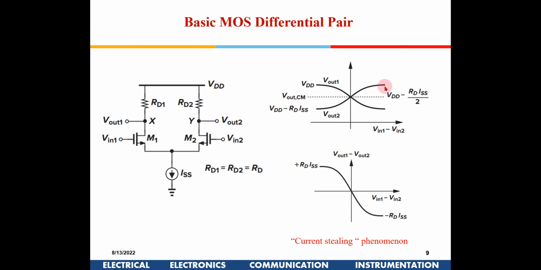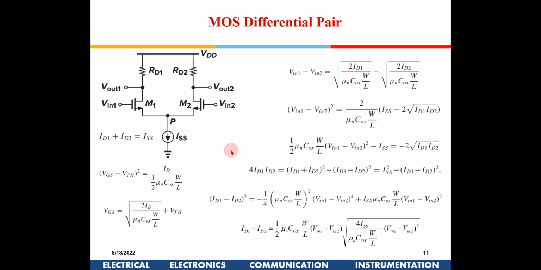Here we have not yet analyzed what these output voltages will be, and what amount of differential voltage will be required for this to make a complete swing. We will see that. Now if you see here, ID1 plus ID2 is ISS, that is one equation. This is the current equation. VGS minus VTH whole square is equal to ID divided by Kn, so if I write VGS, this will be the square root plus VT, right?